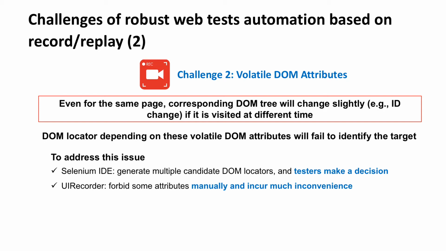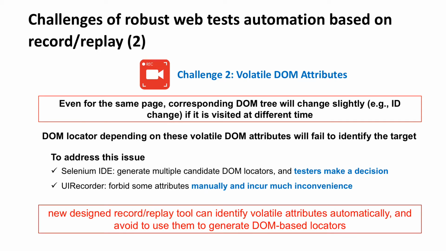The second challenge is volatile DOM attributes. Modern web applications are usually run in a dynamic environment. Even for the same page, the corresponding DOM tree will change slightly if it's visited at a different time, as the state of the application may change. A DOM locator depending on such volatile attributes will fail to locate the target element during the replay, even if the version of the application is not updated.